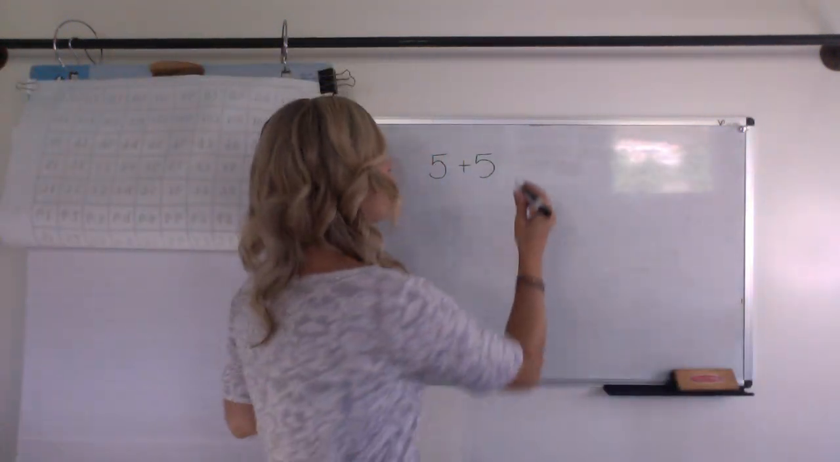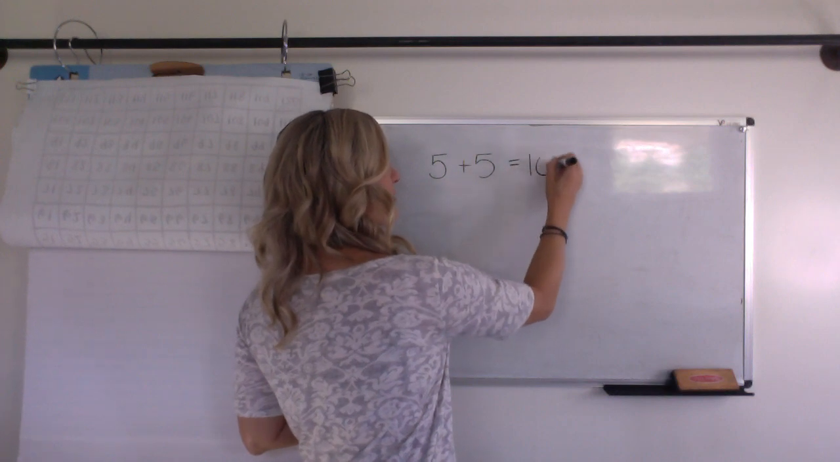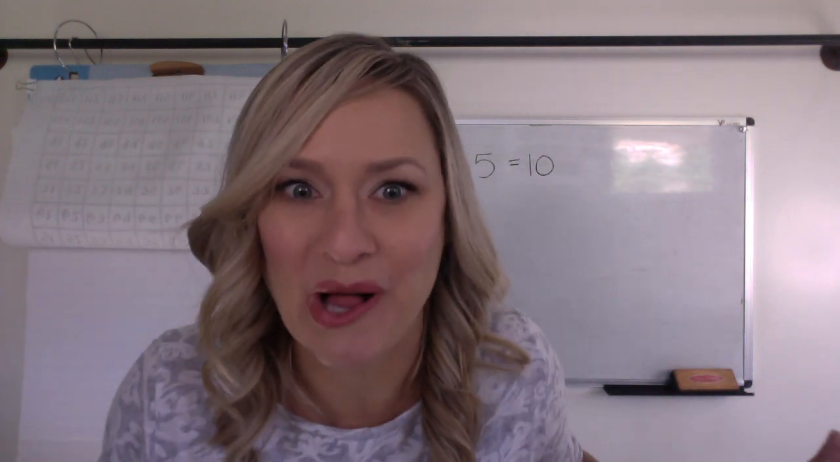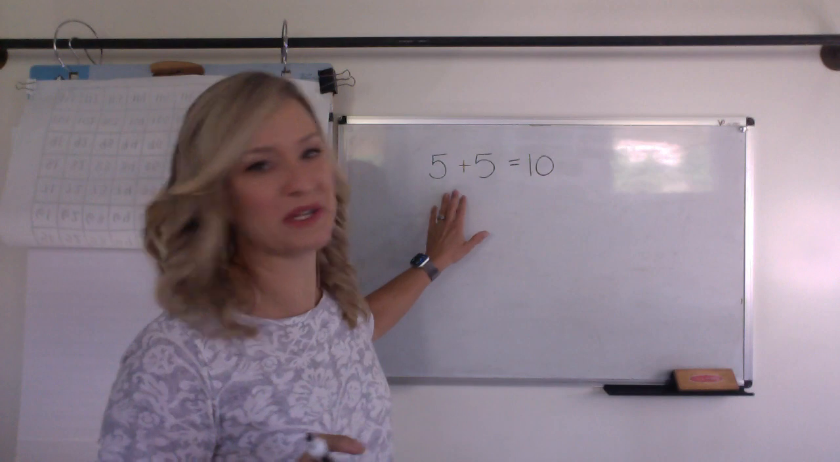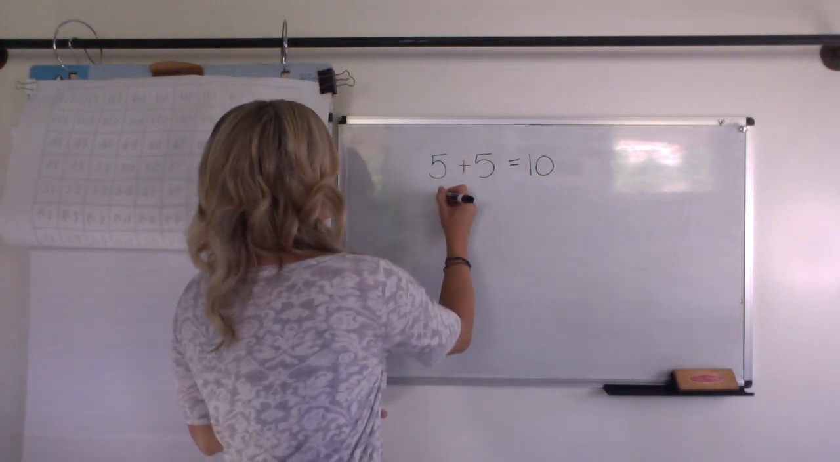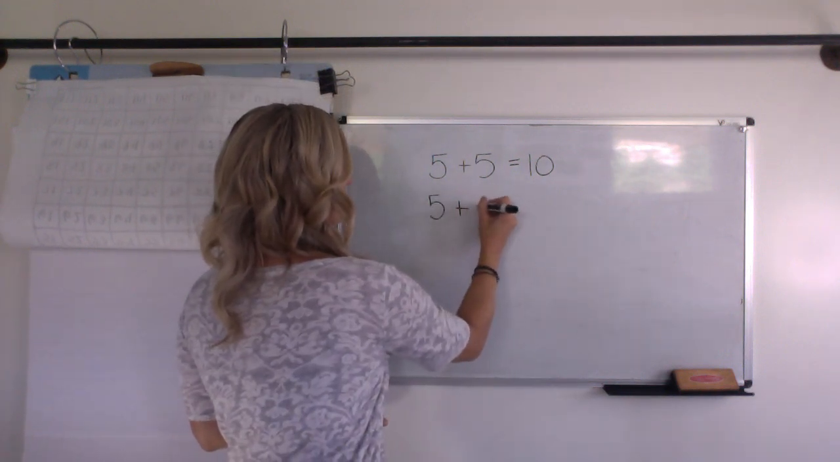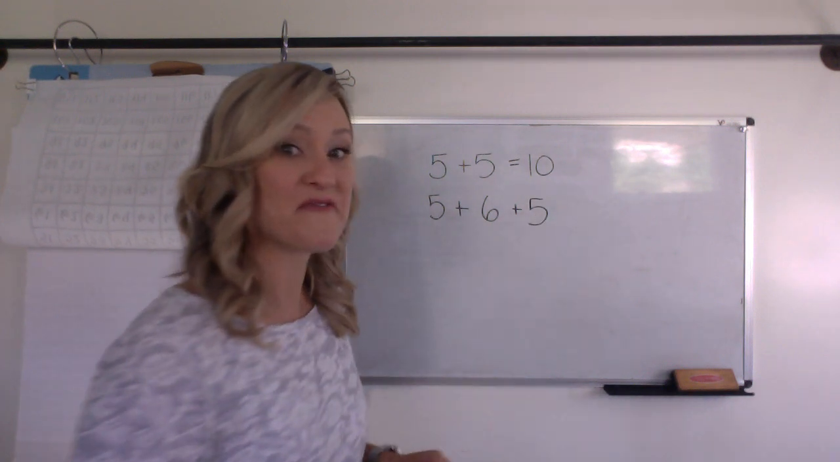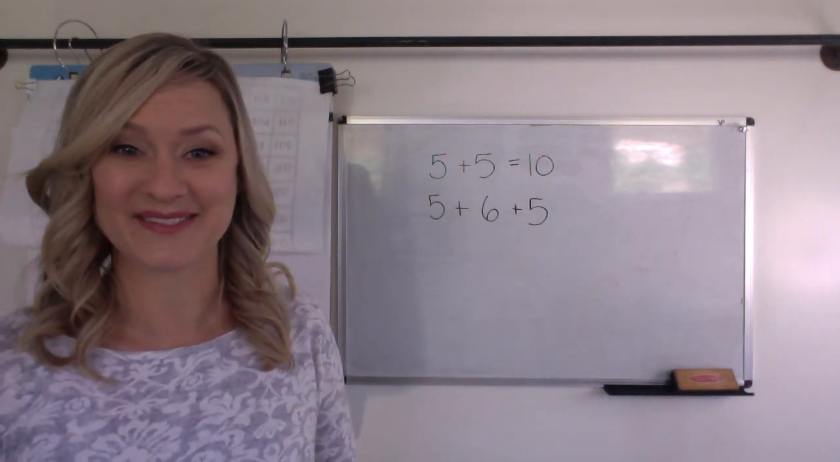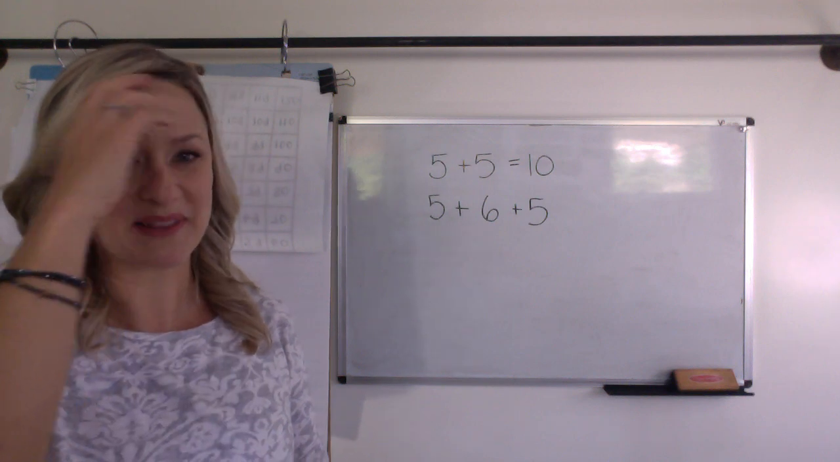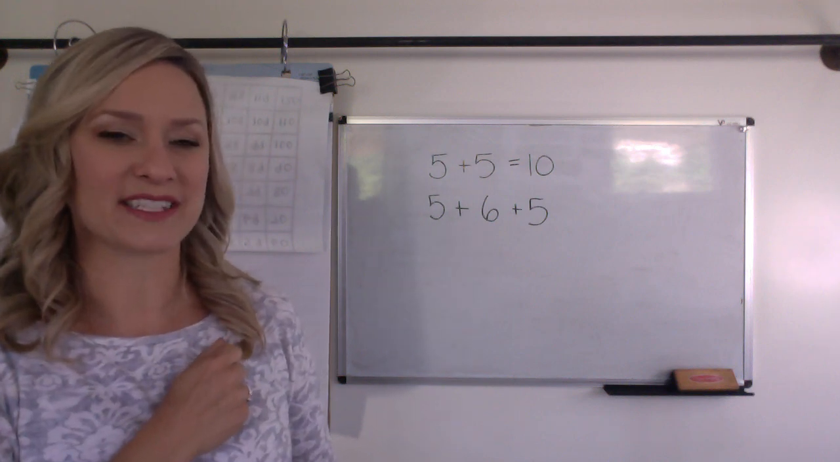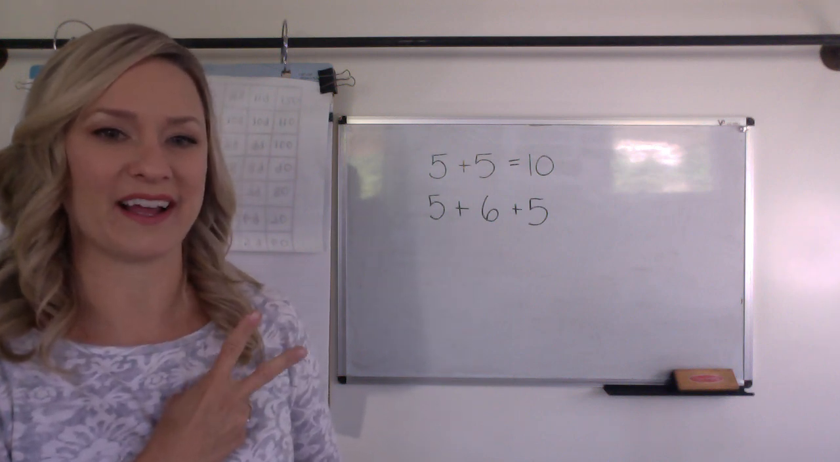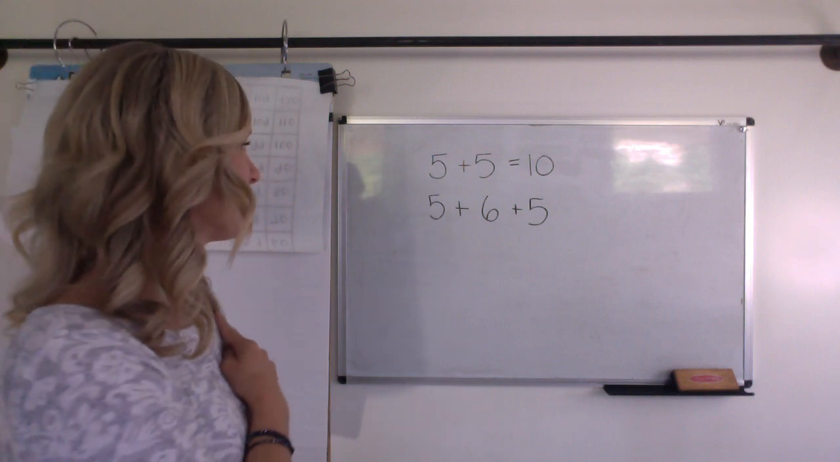Yes. Okay, so we can use this information as a building block. We can build onto what we know because we know 5 and 5 make 10, right? Okay, so here's your next one. 5 plus 6 plus 5. Think about that. Okay, you can give me your heart sign. I have one way. I have 2 ways.